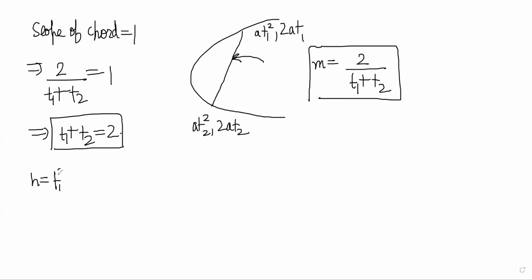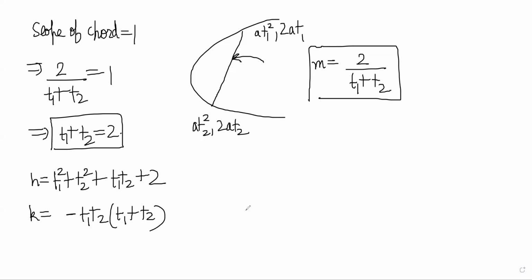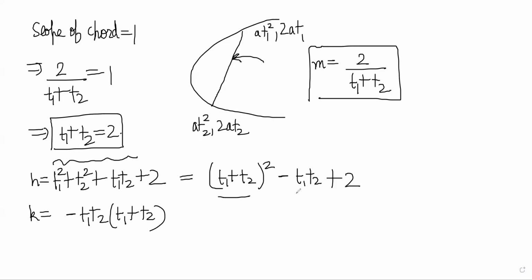And our locus was using these points. h is t1 square plus t2 square plus t1 t2 plus 2. And k is minus t1 t2 times t1 plus t2, right? So now because we know t1 plus t2 is equal to 2, we can easily convert this and write it as (t1 plus t2) whole square minus t1 t2 plus 2. What have I done here? I have written these three terms as (t1 plus t2) whole square minus t1 t2. So we already know t1 plus t2 is 2. So this is 4 minus t1 t2 plus 2. So 6 minus t1 t2.